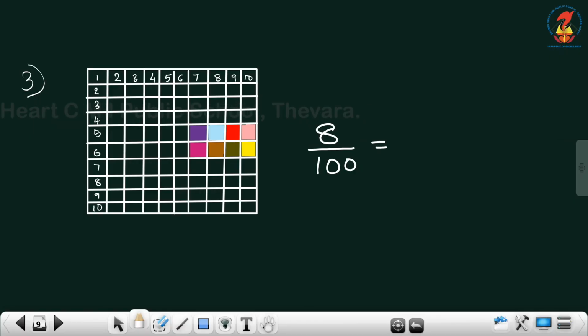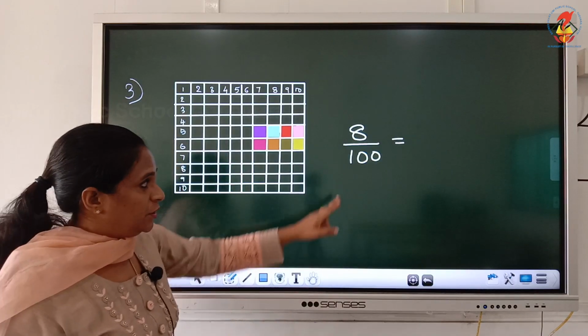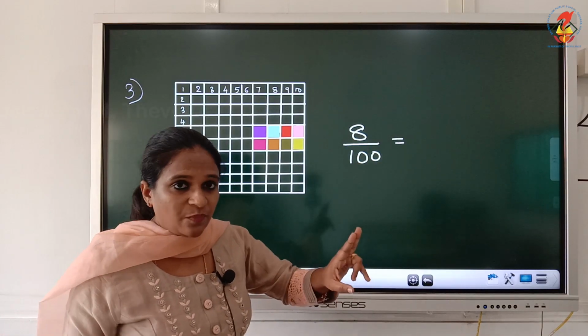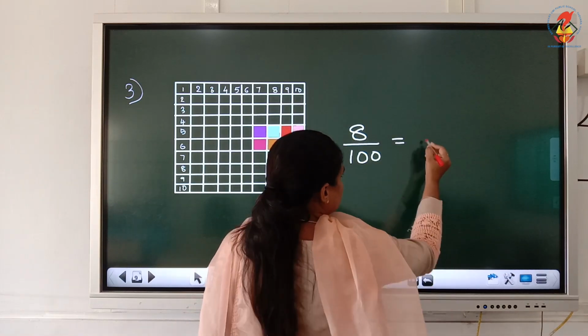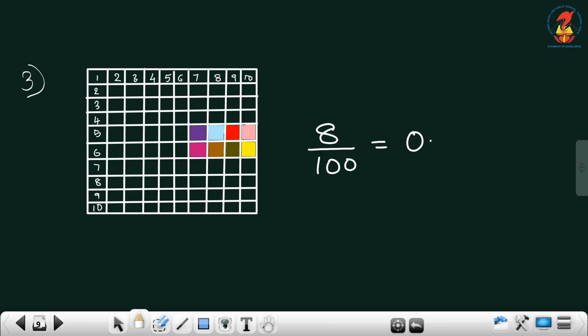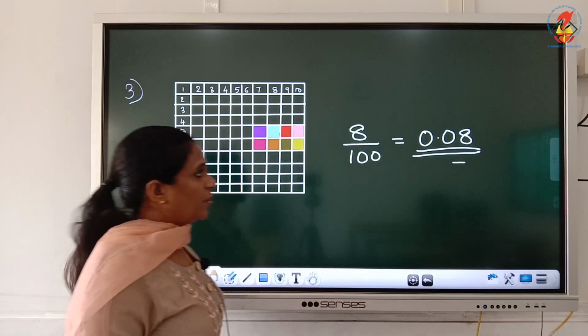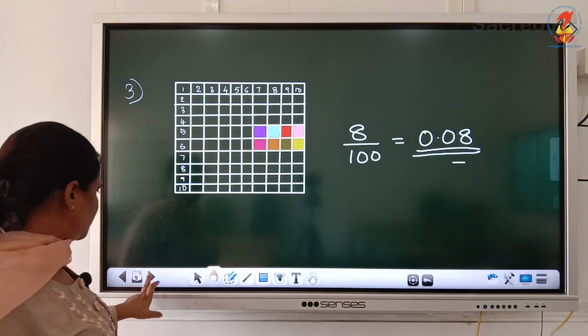Now how do you write in decimal? You have 2 zeros in the denominator, so after the decimal point, you need 2 numbers, that is 0.08. This is how you write.